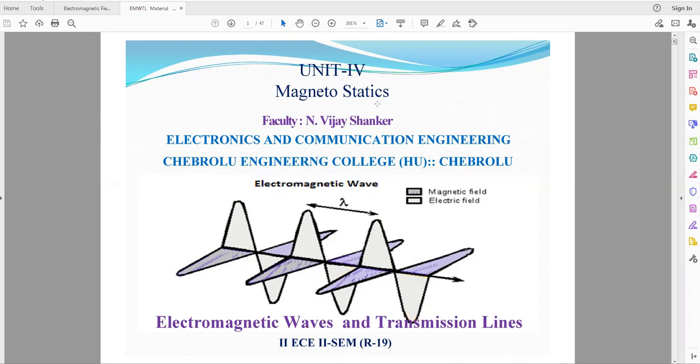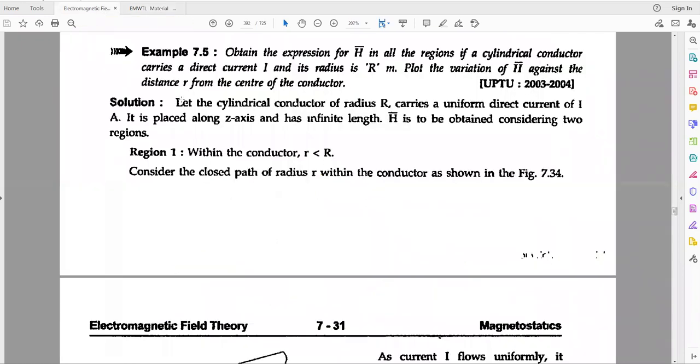Today, we are going to discuss the examples in the fourth unit, that is magnetostatics. Yesterday, we started magnetostatic examples, and we did 5 examples. Now, we can go for another example.